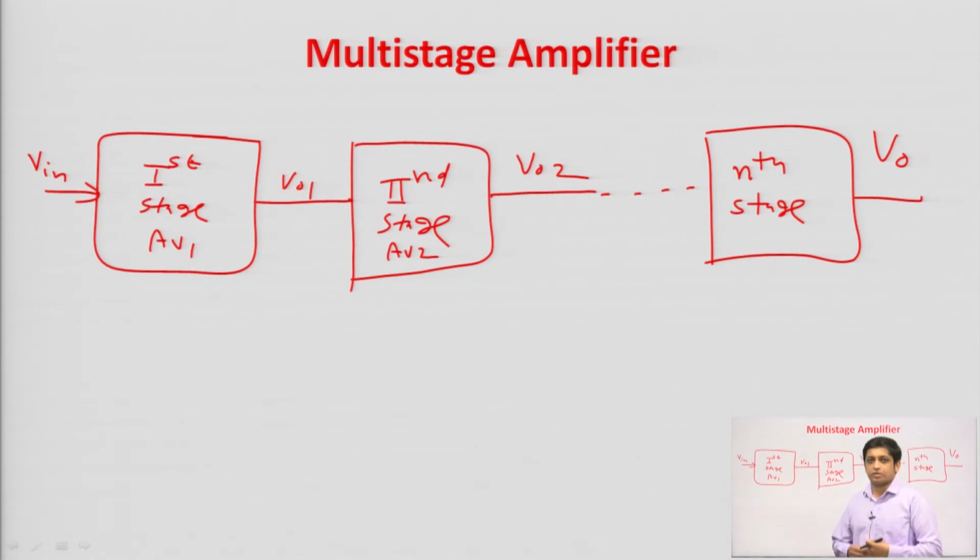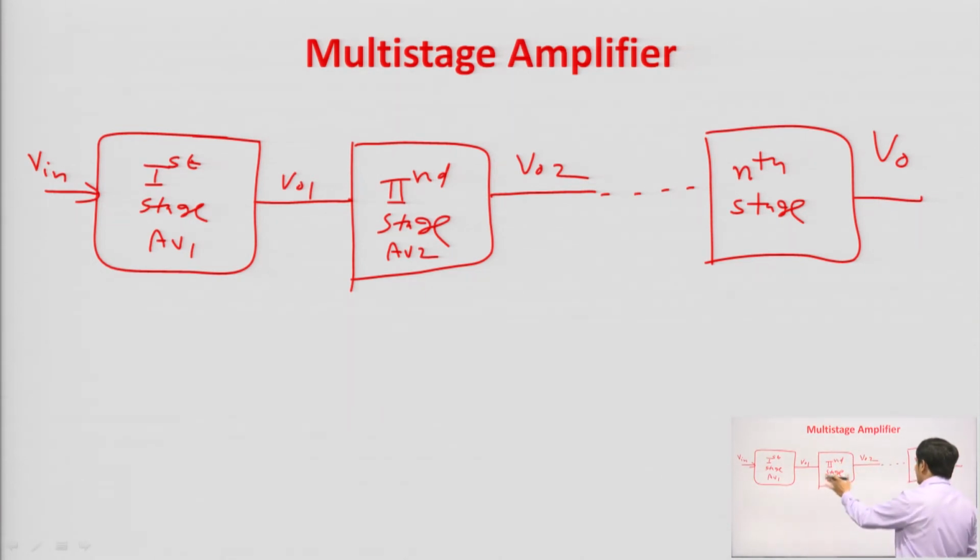Now, obviously, the question arises: why do we need to connect these amplifiers in cascade? The reason is that with the help of a single stage we cannot get enough gain. In some applications higher gain is required. In communication systems, in many modulators, a gain of 70 dB, 80 dB, 100 dB is required, and that cannot be achieved with a single stage amplifier. So, we cascade different stages to get higher gain.